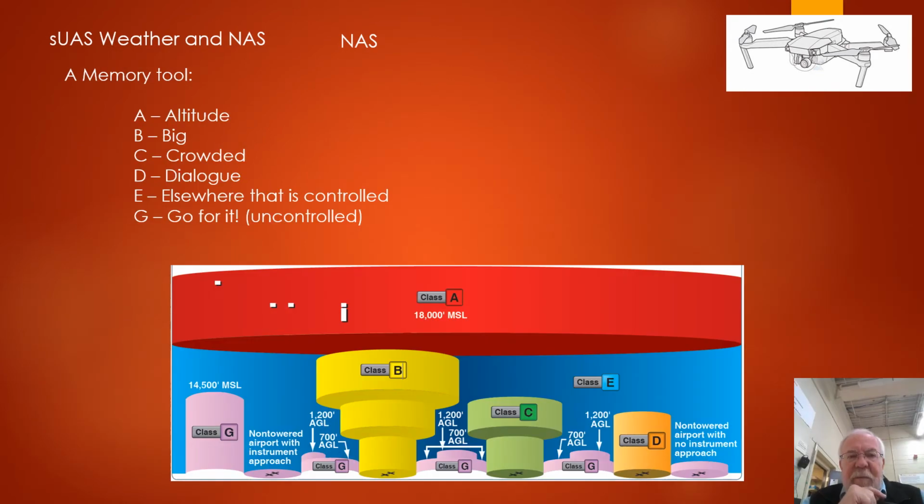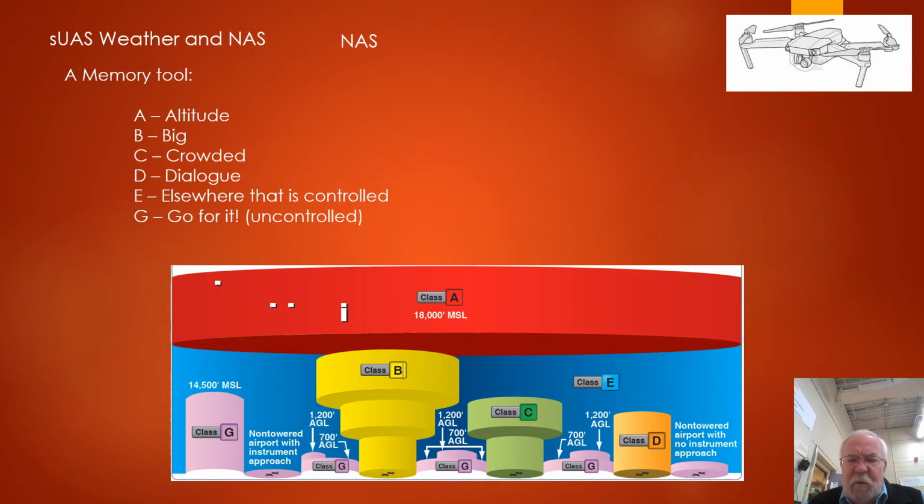So here we have a memory tool to help us remember these airspaces, what they stand for. A, of course, is altitude. That's that high altitude sector. B is for big airports like Atlanta International, or the airspace that surrounds Atlanta International, or Chicago, New York area, San Francisco, those kind of airports.